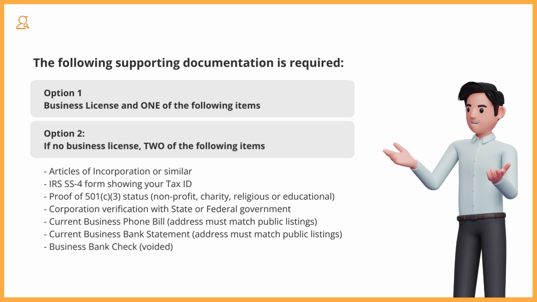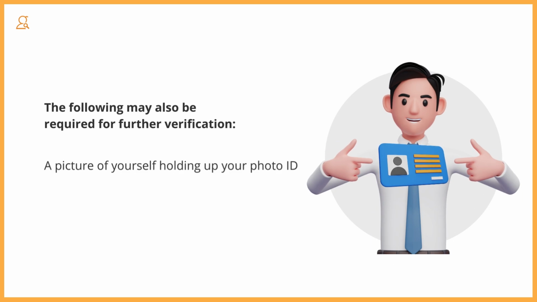Articles of incorporation or similar. IRS SS4 form showing your tax ID. Proof of 501c3 status whether nonprofit, charity, religious or educational. Corporation verification with state or federal government. Current business phone bill, address must match public listings. Current business bank statement, address must match public listings. Business bank check, voided. The following may also be required for further verification. A picture of yourself holding up your photo ID.